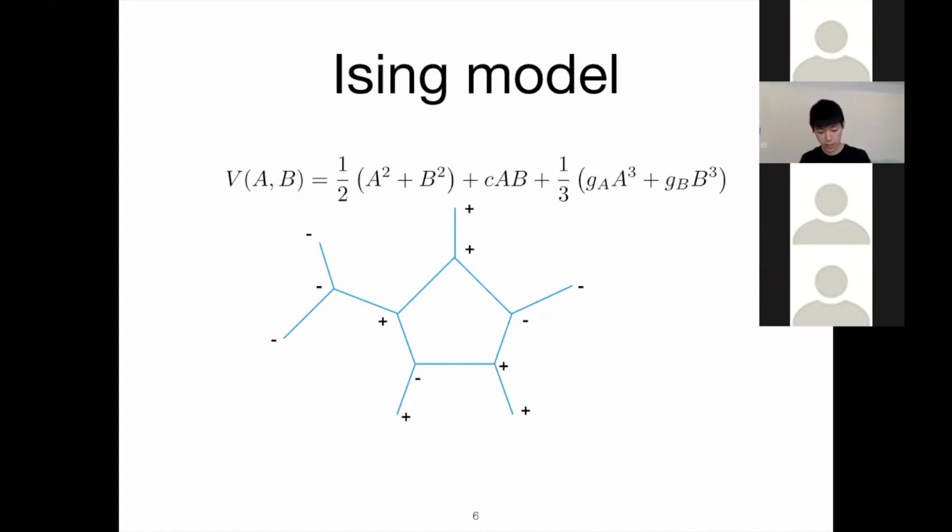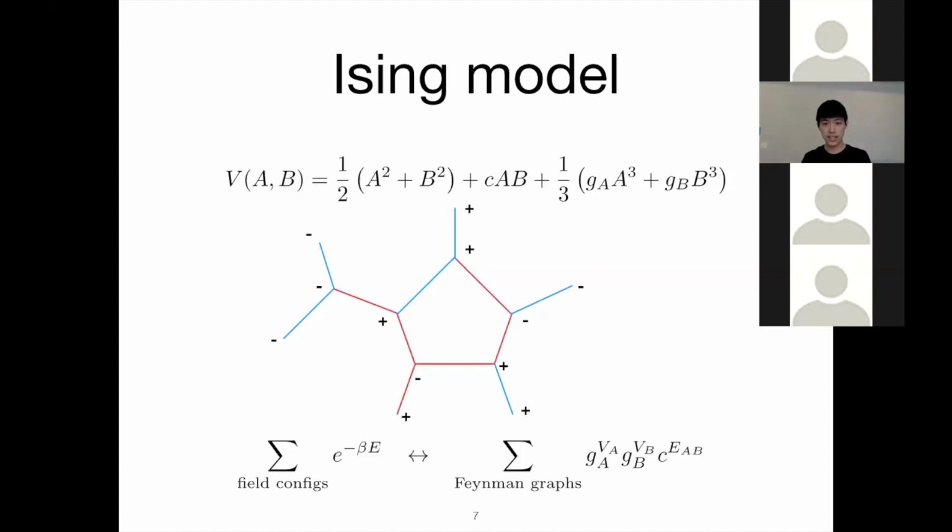Okay, so when we do that, we have one additional rule, which is that whenever there's a plus next to a minus, we have to use a propagator that joins an A next to a B. And that propagator is given by this coupling constant C. On the other hand, if the plus is next to a plus, or if we have a minus next to a minus, then we're going to just use the standard propagator here, which is 1.